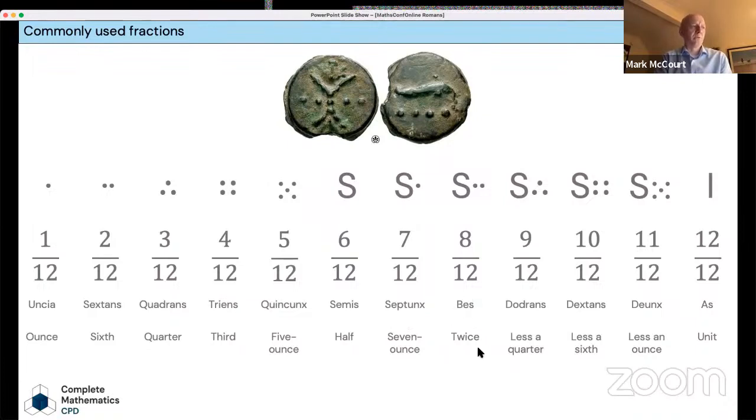This is a really interesting one, isn't it? 8/12 is bes, which means twice. Why does it mean twice? Well, because it's referring to 2/3. So it's 2 lots of a third. And then we start getting into the less than as we head towards the unit, and as is a unit. And we're stepping back. So 11/12 is less than a unit, less an ounce, less a sixth, less a quarter.